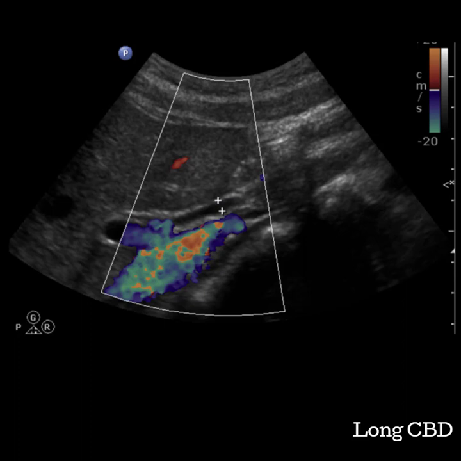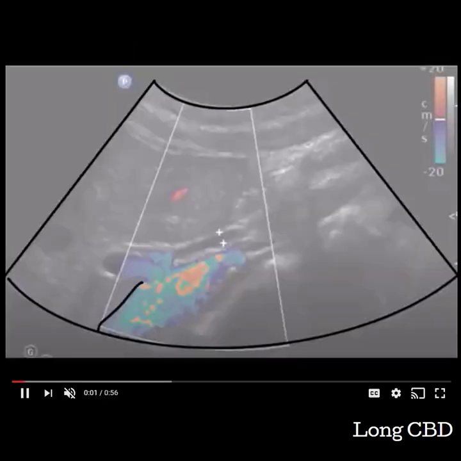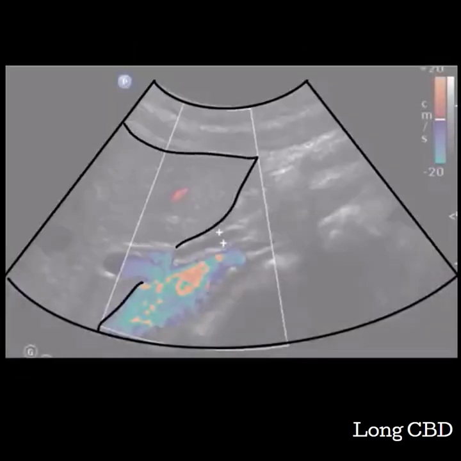Another thing that you can look for is to make sure that you do not have liver on both sides of your common bile duct. It is quite often on the anterior side, but not on the posterior side. As you move out of the liver, remember that you are looking for the common bile duct. So you can zoom in on the porta hepatis.